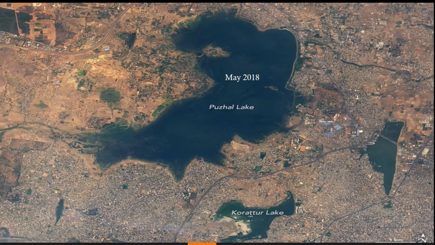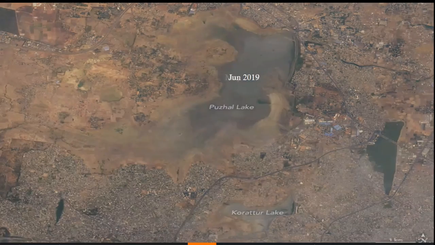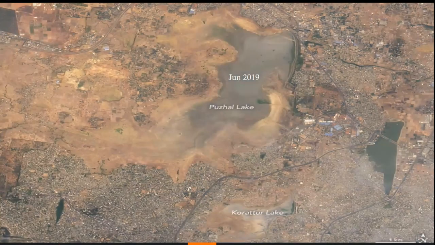And in June 2019, this entire reservoir was completely dry. The whole area was dry. There was no water for more than a month. They had no water supply. So this was a result of a combination of high temperatures, low rainfall, and overuse by humans.